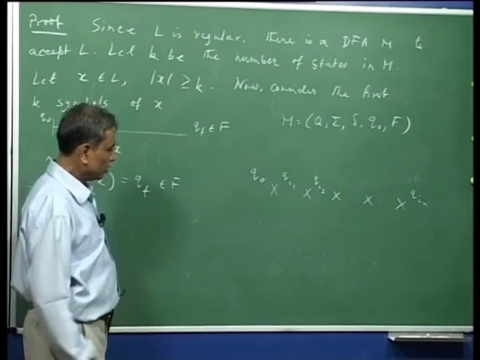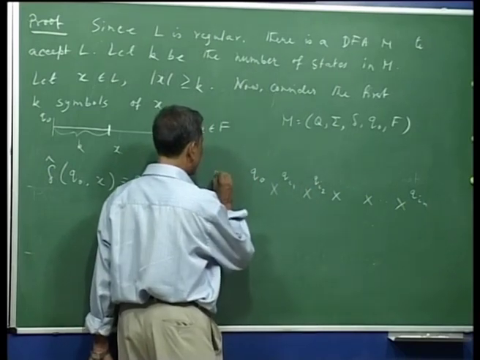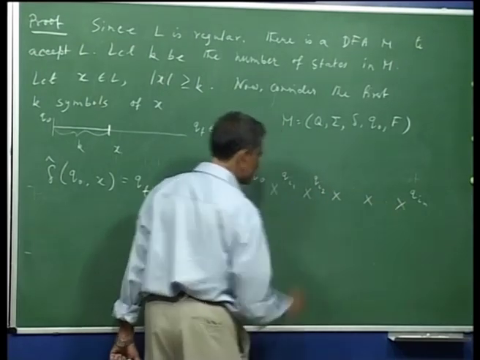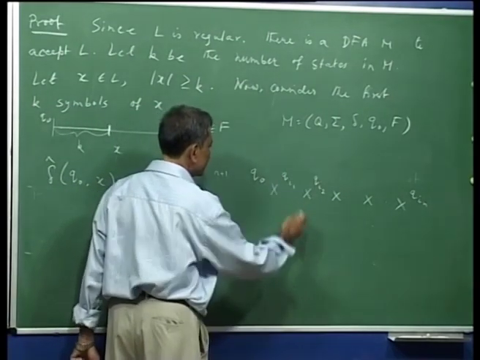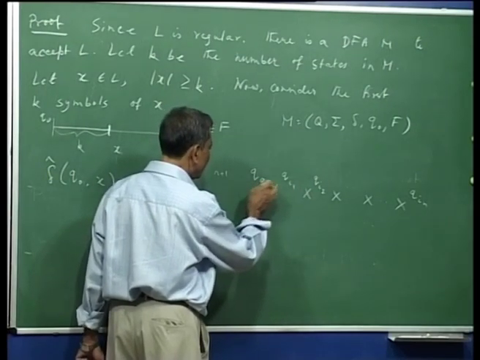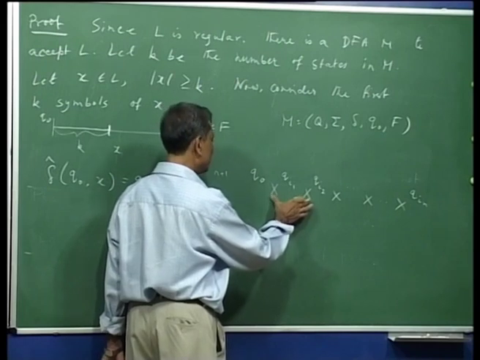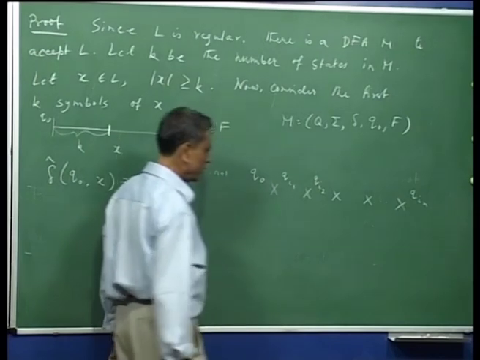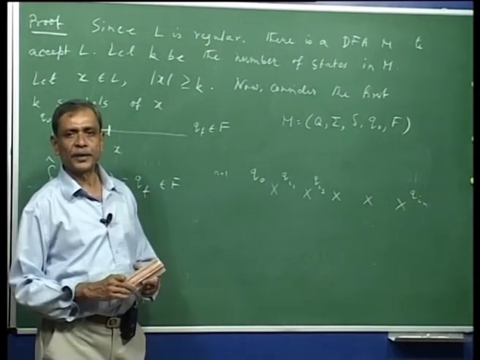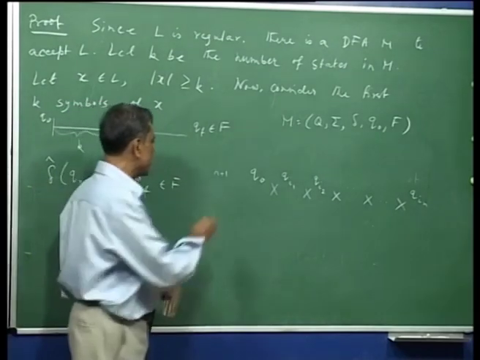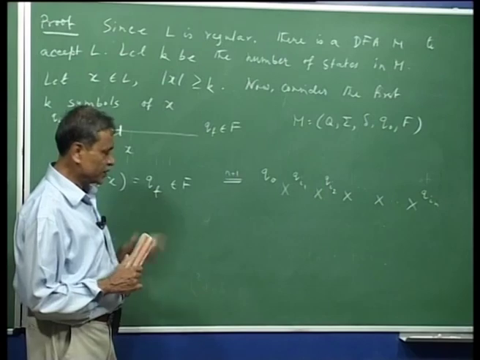The way I have written, the sequence of states is of length n plus 1. And in this case, what is the length of the sequence of symbols? It is n, right? Because if the string had only one symbol, then the sequence of states the machine goes through will have two states, and so on. Supposing the string had only two symbols, then the sequence will be 1, 2, 3, of length 3, and so on. So, if the string had n symbols, then the sequence of states through which the machine goes will have length precisely n plus 1.